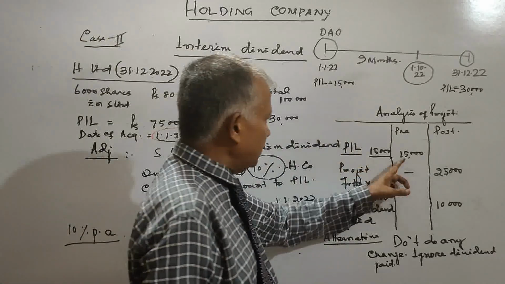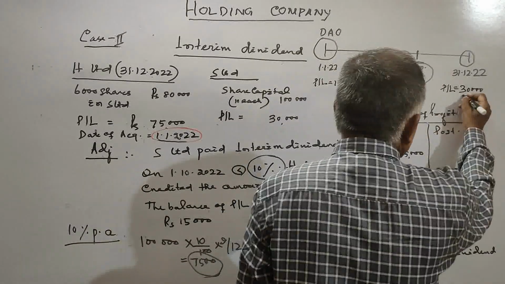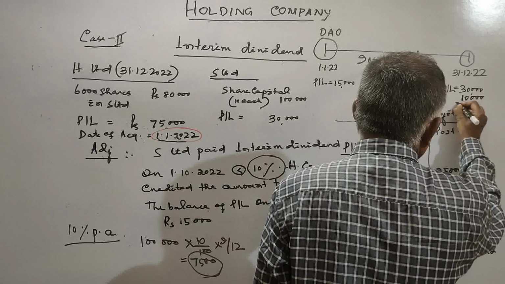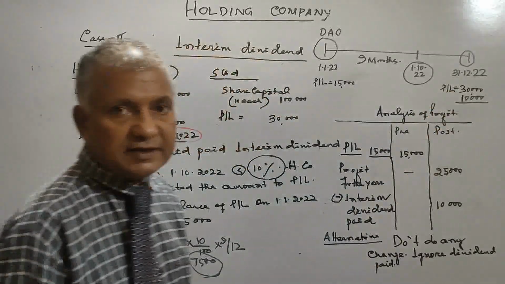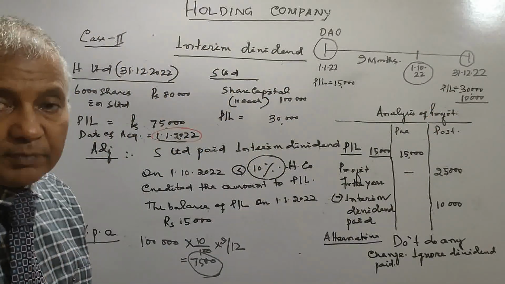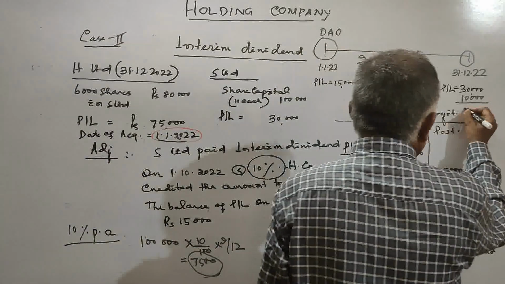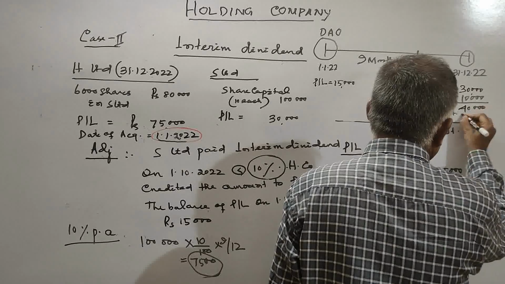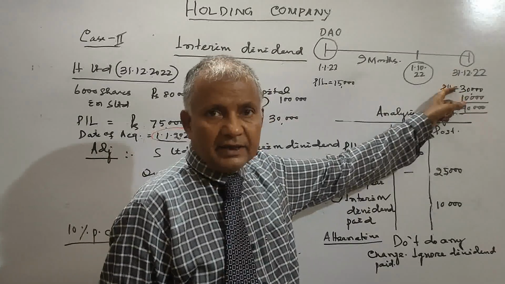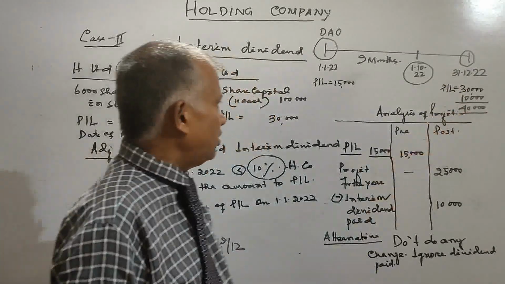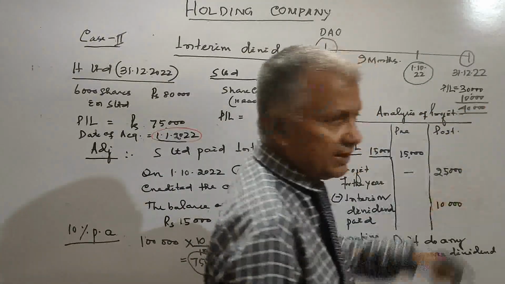So this will go to pre-acquisition period. Now just add this 10,000 here, because after payment of 10,000 only 30,000 profit is there. So if the dividend is not paid, then profit would have been 40,000, PL balance would have been 40,000 here. So you add the interim dividend over here, that is 40,000. So 15,000 was the balance, it increases to 40,000.